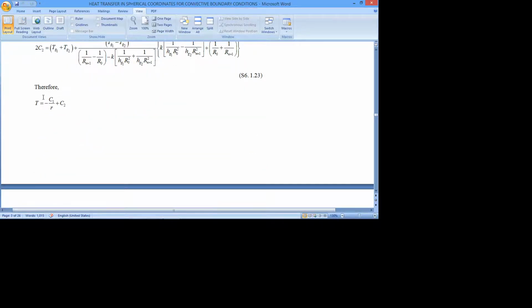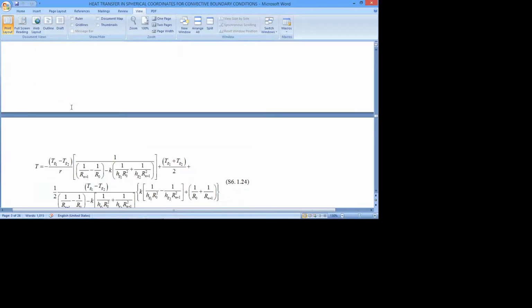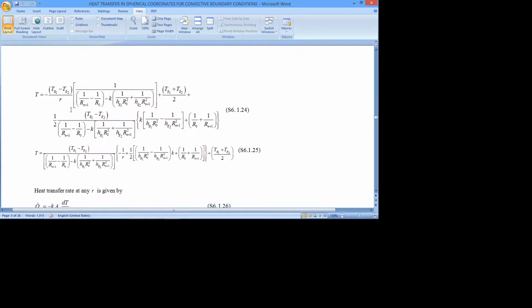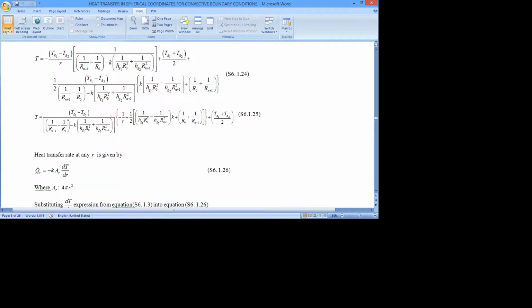Now therefore you are getting T equal to minus C1 upon R plus C2. Substitute all those constants here. So you have substituted the C1 and C2 expressions here, arranging all of them. Finally you end up with this expression for the convective boundary condition, just to calculate temperature as a function of R.